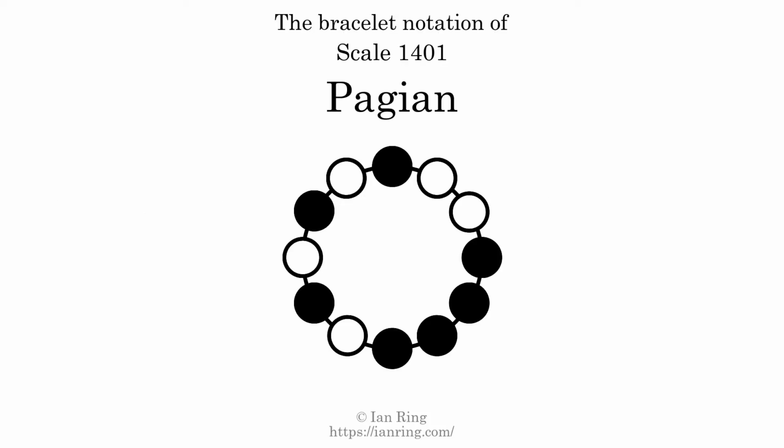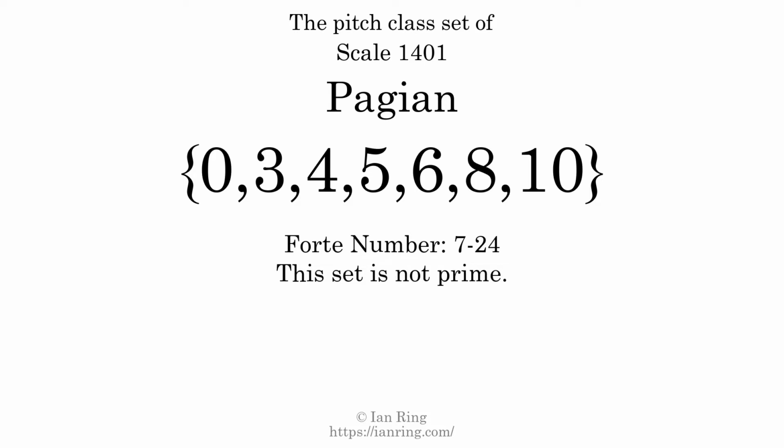This is a bracelet notation diagram of scale 1401. The shaded circles represent tones that appear in the scale, and they are read clockwise, starting at the top. The pitch class set for this scale is 0, 3, 4, 5, 6, 8, 10. The fault class is 724. This set is not prime.